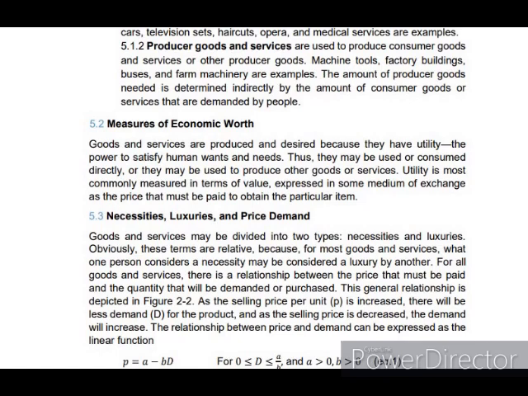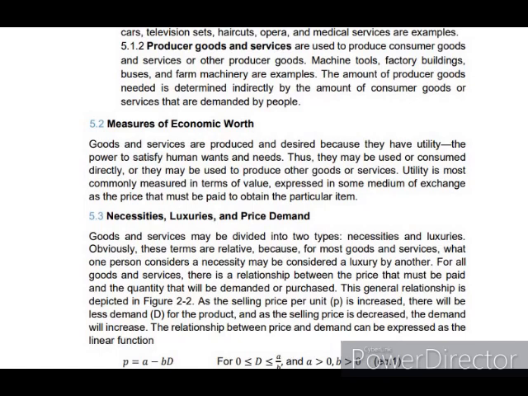For all goods and services, there is a relationship between the price that must be paid and the quantity that will be demanded or purchased. So the price here is relative to the quantity. This general relationship is depicted in the next figure, figure 2-2, as the selling price per unit, symbolized by a small letter p, is increased. As the price per unit increases, there will be less demand for the product. And as the selling price is decreased, the demand will increase.